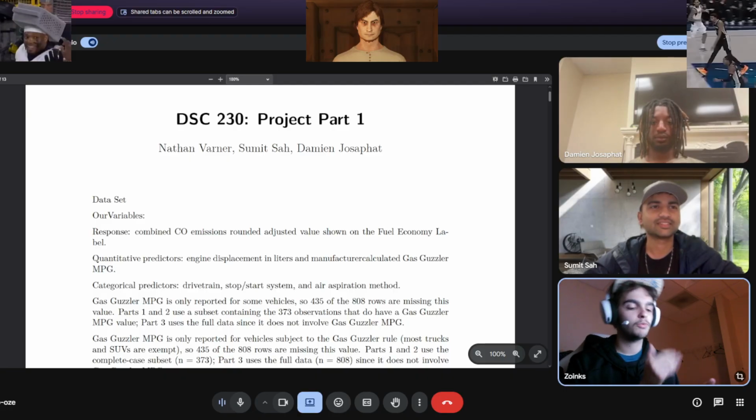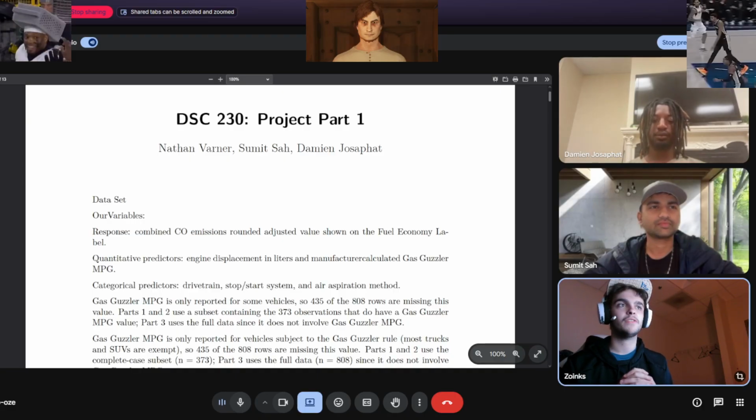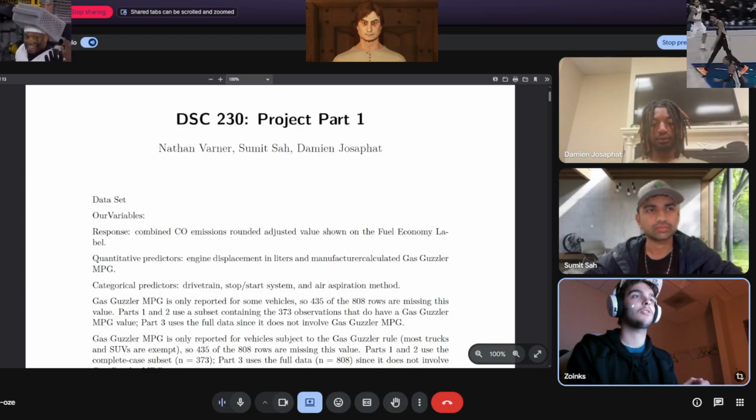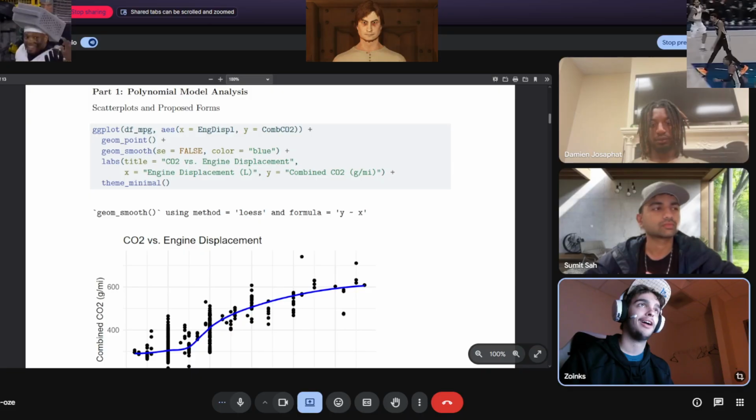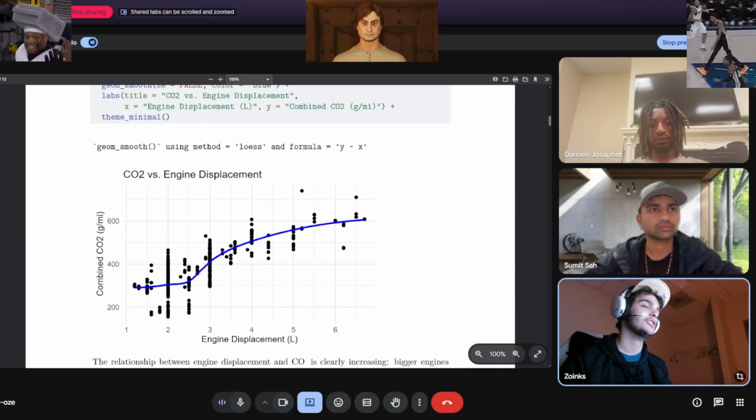So for parts one and two, we are using a subset that only includes 373 of the observations that have that metric. For part three, we have the entire set, because we're not looking at it, so it doesn't matter. That's the only variable that's limited at all. Our categorical predictors are drivetrain, stop-start system, and air aspiration method. Now we're going to look at our first plot, which is CO2 versus engine displacement.